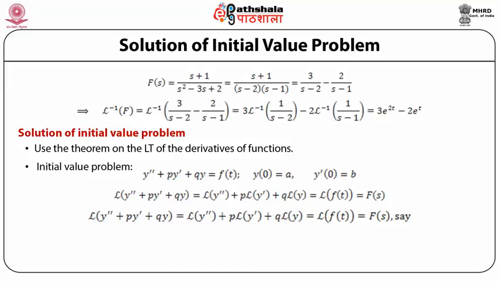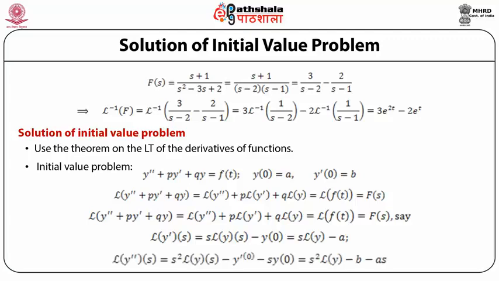This is equal to Laplace of a function small f of t, which is equal to the function capital F of s, where the function capital F is the Laplace transform of function small f. Now we use the result on the Laplace transform of derivatives and the initial values given. So, Laplace of y prime of s is equal to s times Laplace of y of s minus y of 0. This is equal to s times Laplace of y minus a.